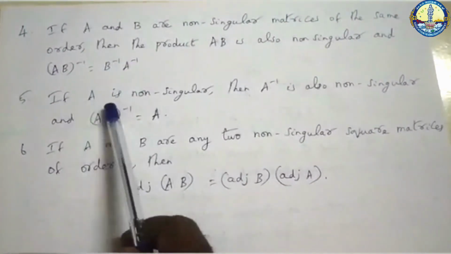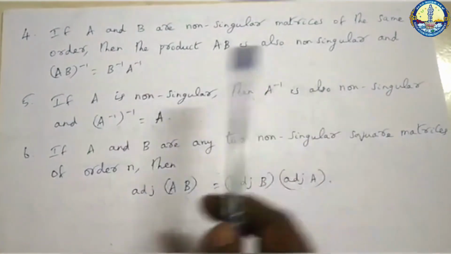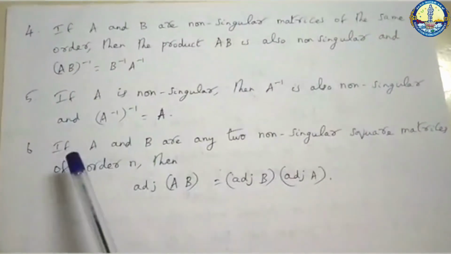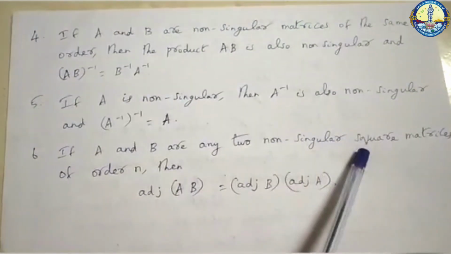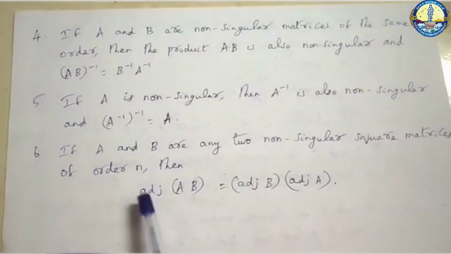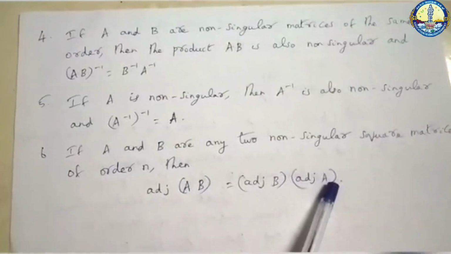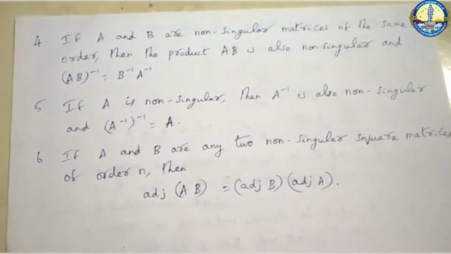Fifth: if A is non-singular, then A inverse is also non-singular, and (A inverse) inverse equals A. Sixth: if A and B are two non-singular matrices of order n, then adjoint of AB equals adjoint of B into adjoint of A. These are the properties which are going to be useful to solve problems.